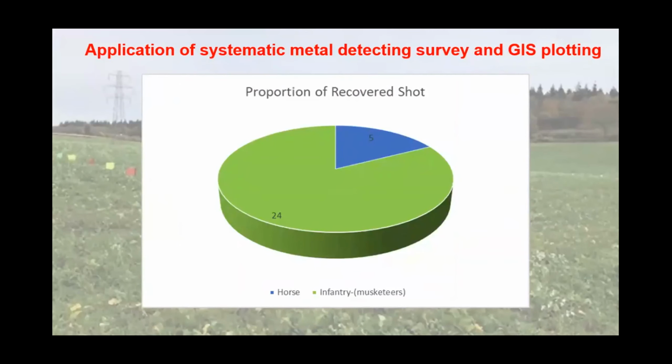Proportion of recovered shot. This pie chart demonstrates the proportion of shot recovered based on infantry, musketeers, and horse. The pistol and carbine were associated with being cavalry weapons in the English Civil War. Historical accounts of the opening phase on the morning of the Battle indicate that on both parliamentarian and royalist sides, the main body of troops deployed were drawn from the foot regiments and were made up of 1,000 musketeers on each side.